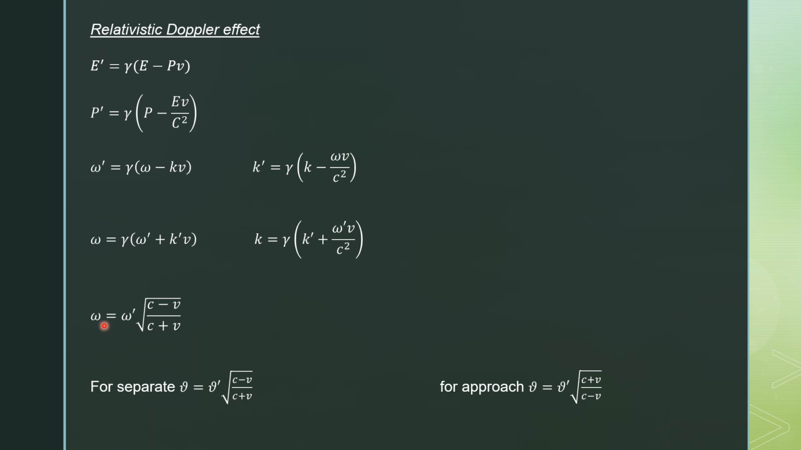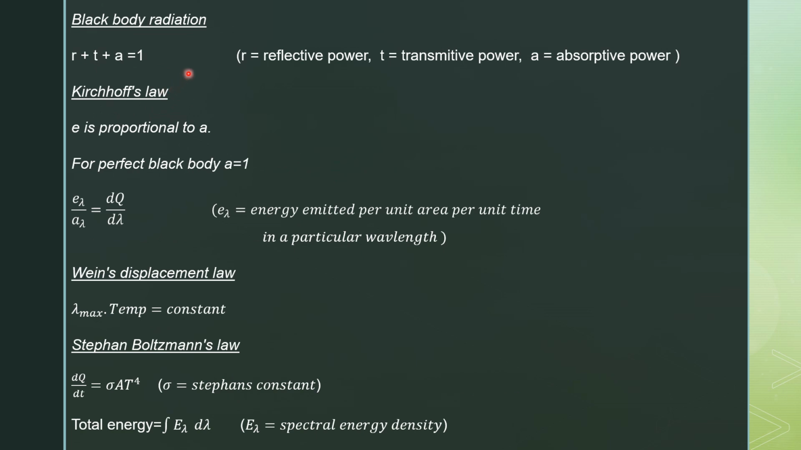Also, the omega can be written as omega' root over of (c minus v) by (c plus v). So for separation, we can write nu is equal to nu' root over of (c minus v) by (c plus v), and for approach, we can write nu equal to nu' root over of (c plus v) by (c minus v). And here are some formulas of black body radiation.